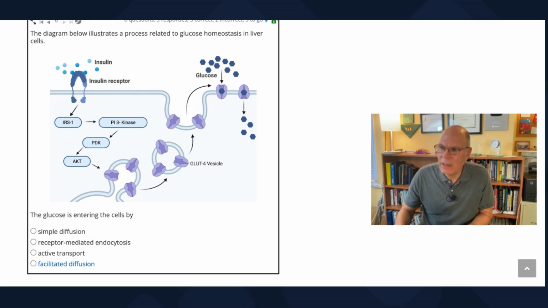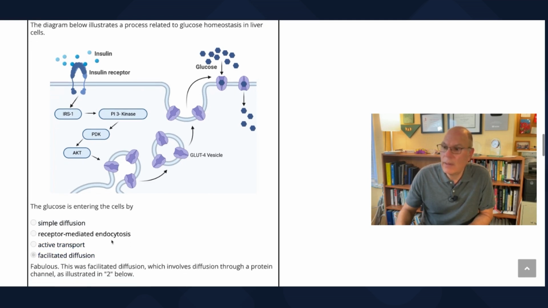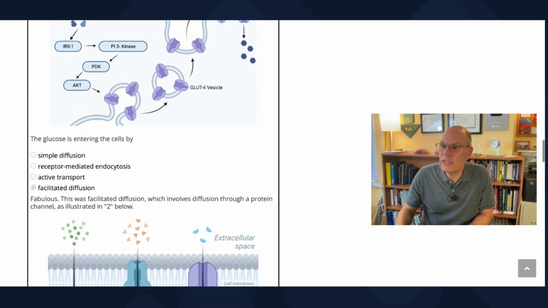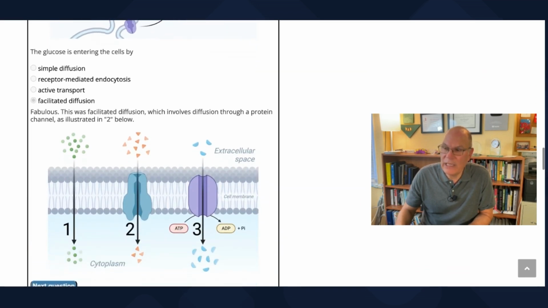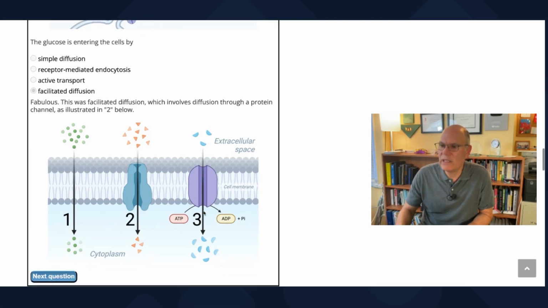I think that looking at this diagram, I'm seeing glucose entering into a cell through a protein channel, and that says to me, facilitated diffusion. Bam! This was facilitated diffusion, which involves diffusion through a protein channel, as illustrated in number 2 below. And this is a diagram that compares simple diffusion with facilitated diffusion with active transport.